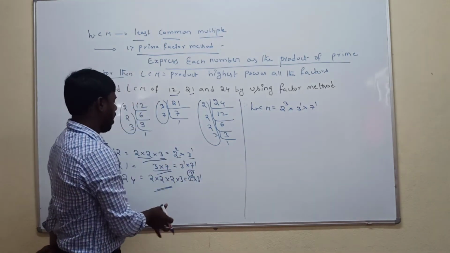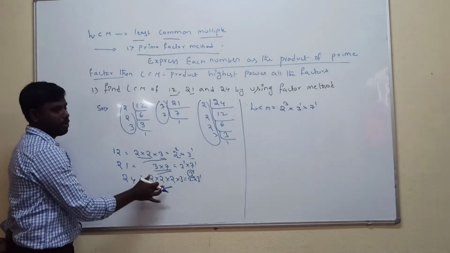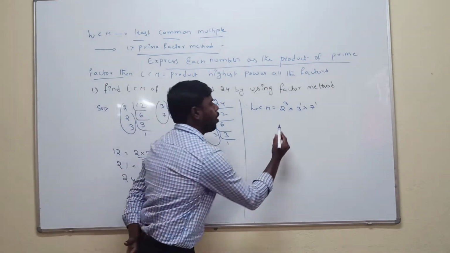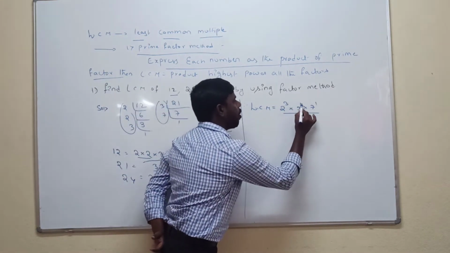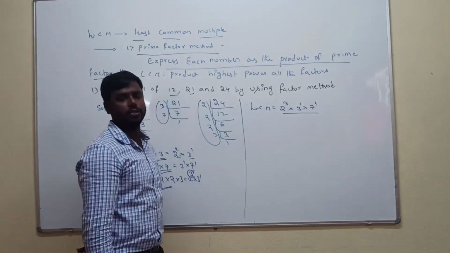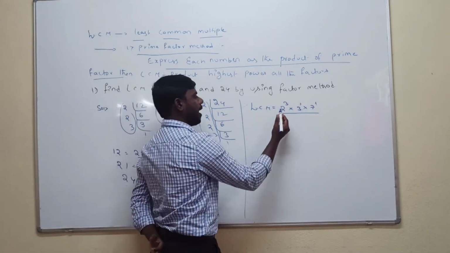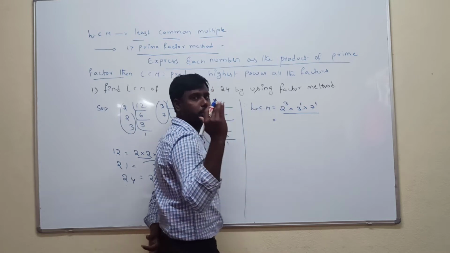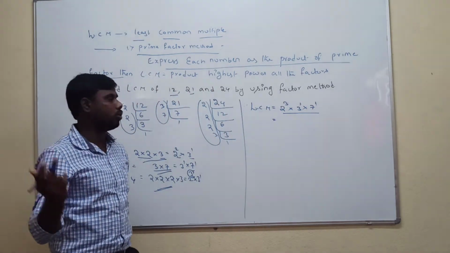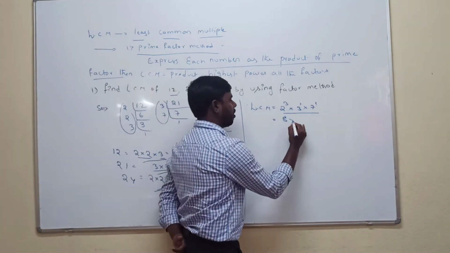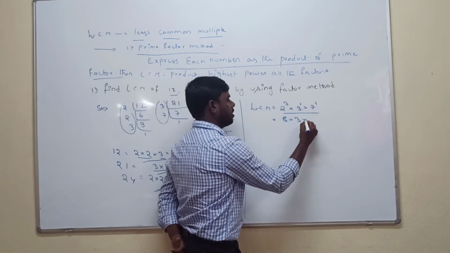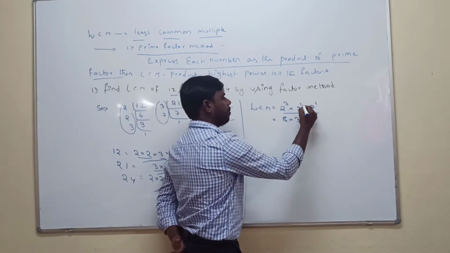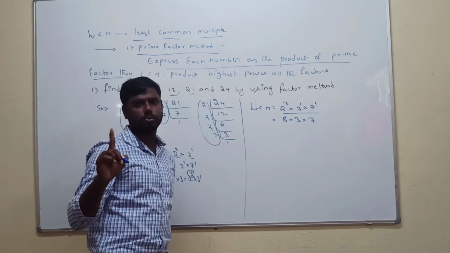So when every number is expressed as a product of prime factors, then LCM is equal to the product of the highest power of all the factors. Everyone understood? 2 cubed is nothing but 8. 2 cubed can be replaced by 2 into 2 into 2. So 2 into 2 is 4, 4 into 2 is 8. 3 power 1 is nothing but 3. 7 power 1 is nothing but 7.